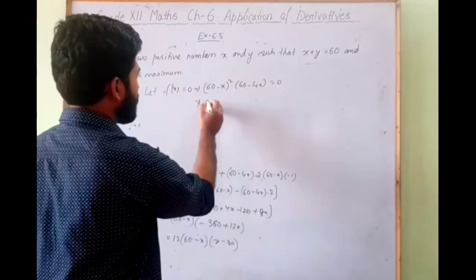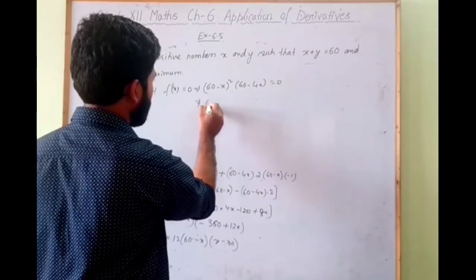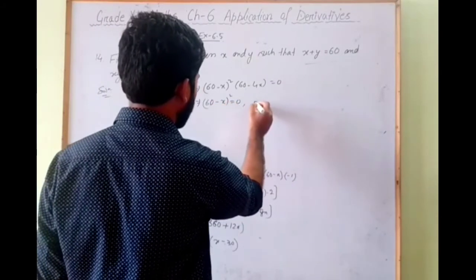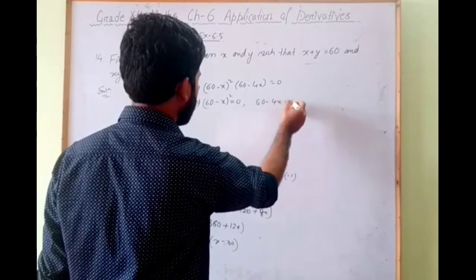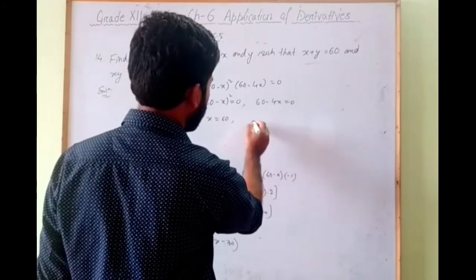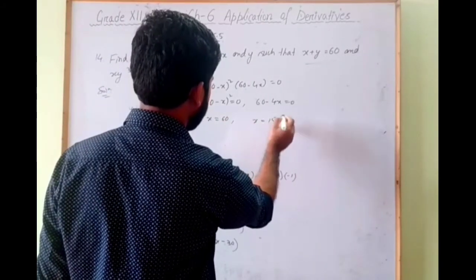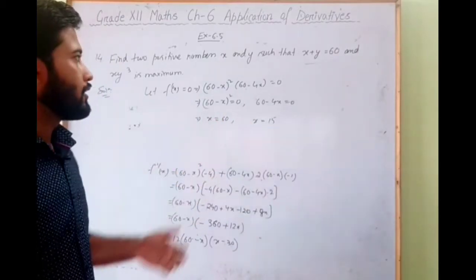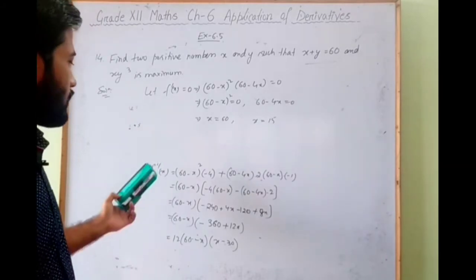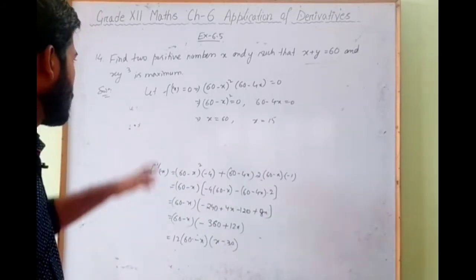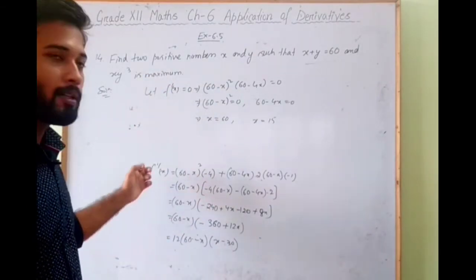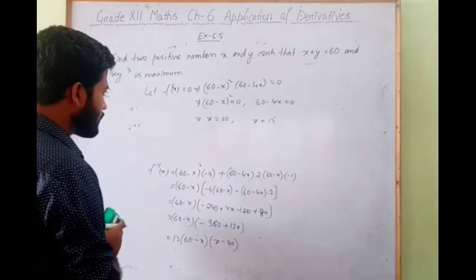So from there, let us see. We have two options: either (60 − x)² = 0 or 60 − 4x = 0. This implies x = 60, and from here we get x = 15. So we have got two critical points, and now we need to check at which of the points f'(x) is less than 0 or greater than 0. Since we need to find the maximum, we must find at which points f''(x) is less than 0.